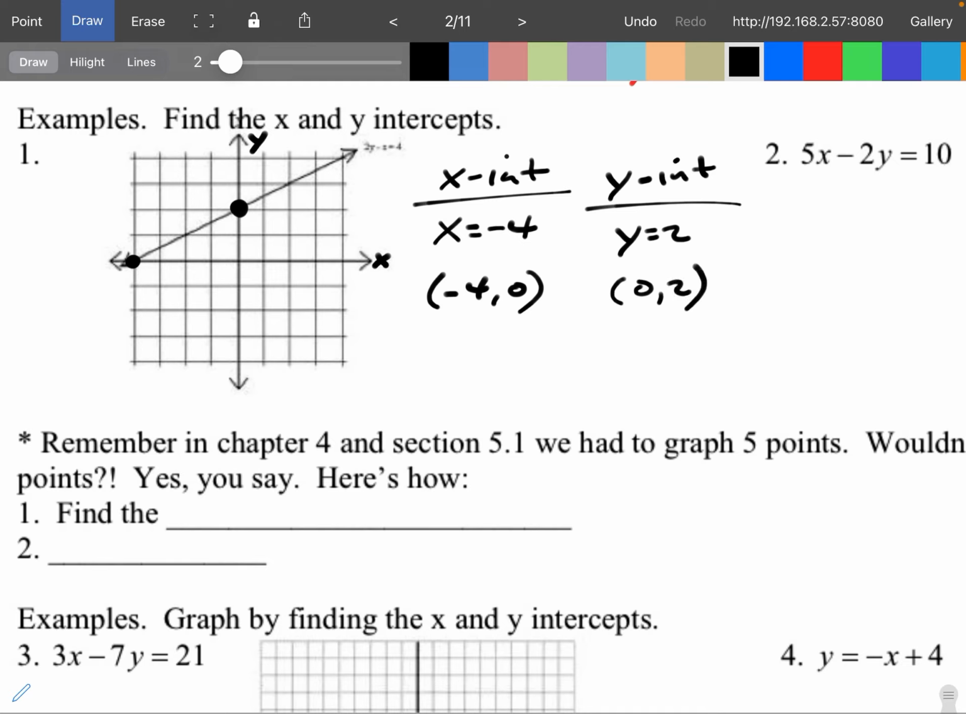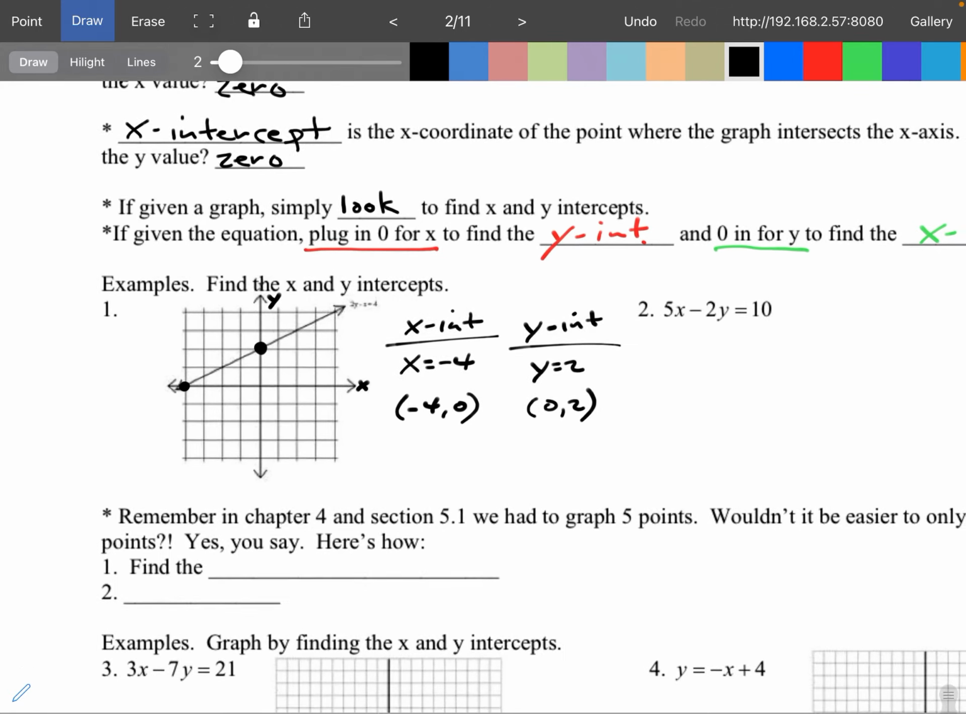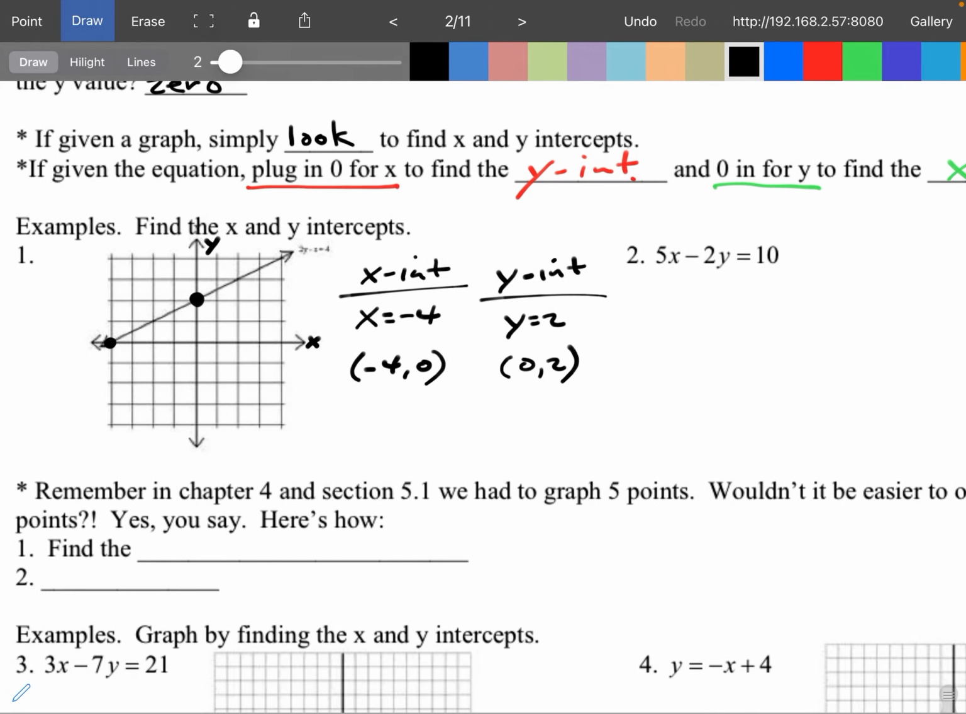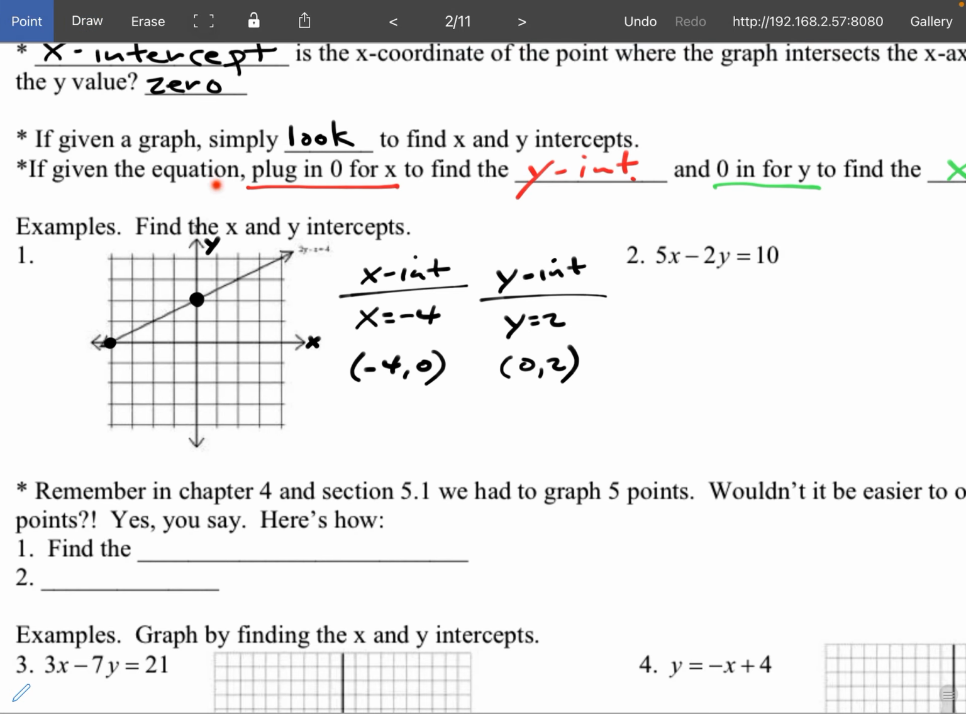So what's the y-coordinate right there? What's that? Yeah, it's 2. So that's just y equals 2. That's the y-intercept. But I would prefer that you guys write it this way. It's 0 comma 2. Are you guys good so far?